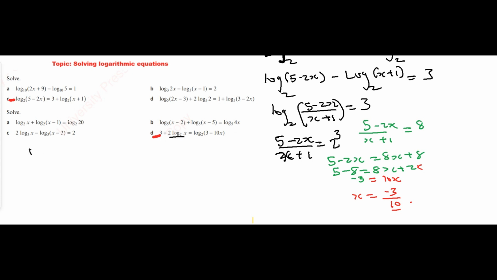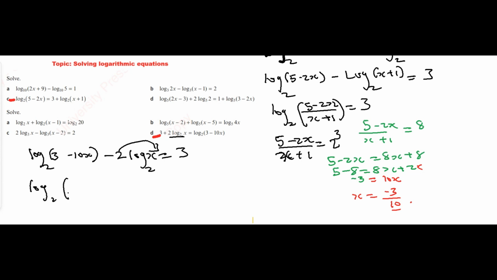Okay, let's check it together. Log of 3 minus 10x base 2. You should be able to do this. I'm taking this to the other side. It will be minus 2 log x base 2 equals 3, right? So this guy can come up, and I will use the division law.